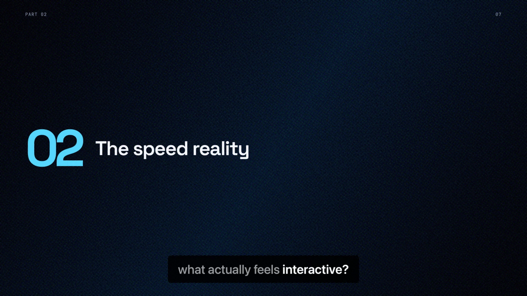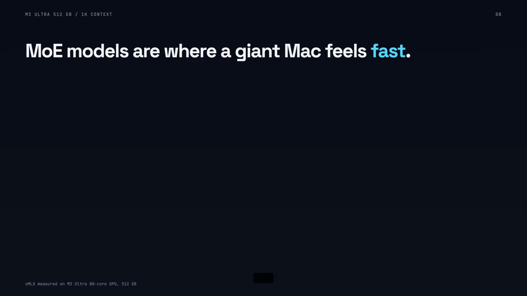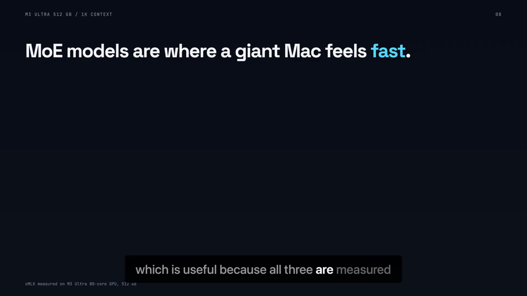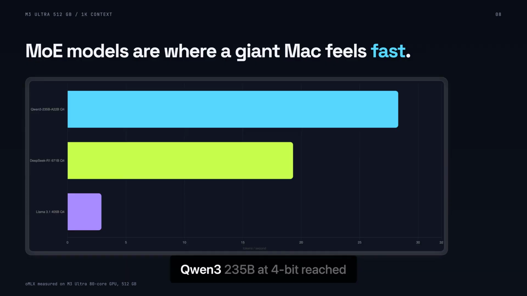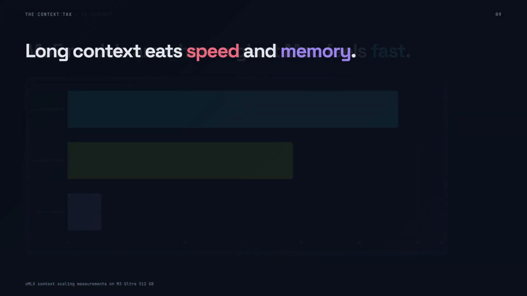Now, what actually feels interactive? Here is the speed hierarchy on the older M3 Ultra, which is useful because all three are measured on the same class of machine. Qwen3 235B at 4-bit reached about 28 tokens per second. DeepSeek R1 reached 19. Dense Llama 405B managed only about 3. Architecture matters at least as much as headline model size.